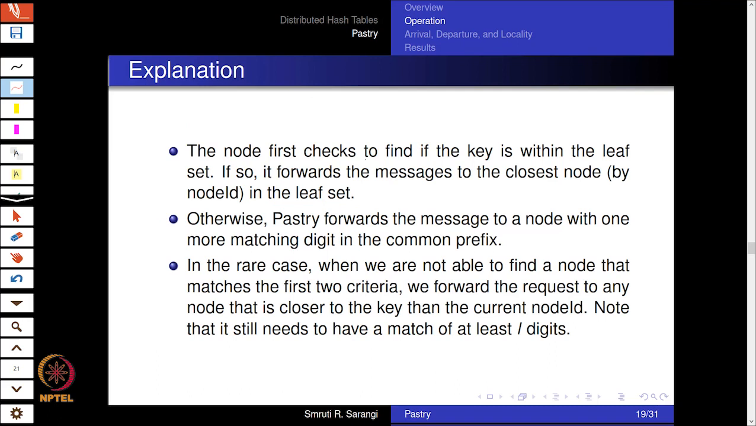So the routing algorithm was simple. The node first checks to find if the key is within the leaf set. If so, it forwards the message to the closest node. Otherwise, Pastry forwards the message to a node with one more matching digit. If both criteria are not met, then at least we don't sacrifice the prefix length, but we send it to another node which is numerically closer, and we are always guaranteed to find such a node. Because of the leaf set, we are always guaranteed to find such a node which is closer.